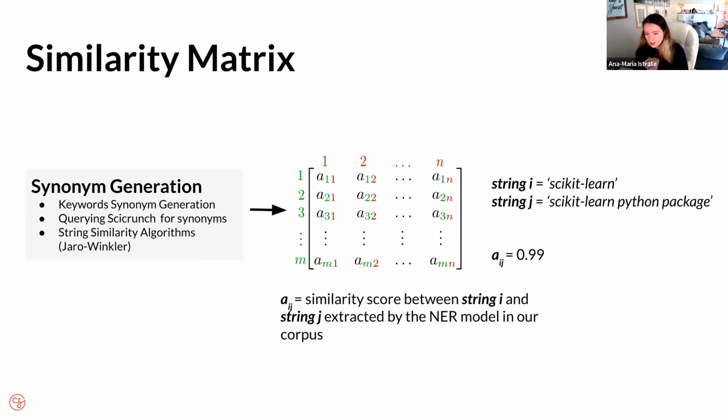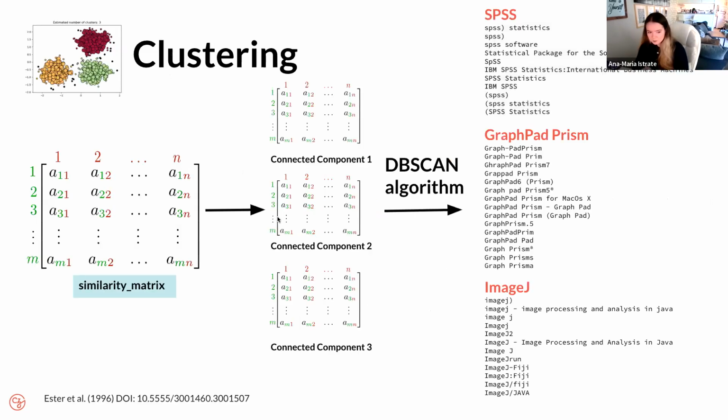So we combine all of these things and we build this similarity matrix where an entry in this matrix, A of i, j, is a similarity score between string i and string j, where these are extracted by the NER model. So if the NER model has something like scikit-learn and scikit-learn Python package, then you'd expect the confidence score to be 99% or something like that, because they're really the same thing.